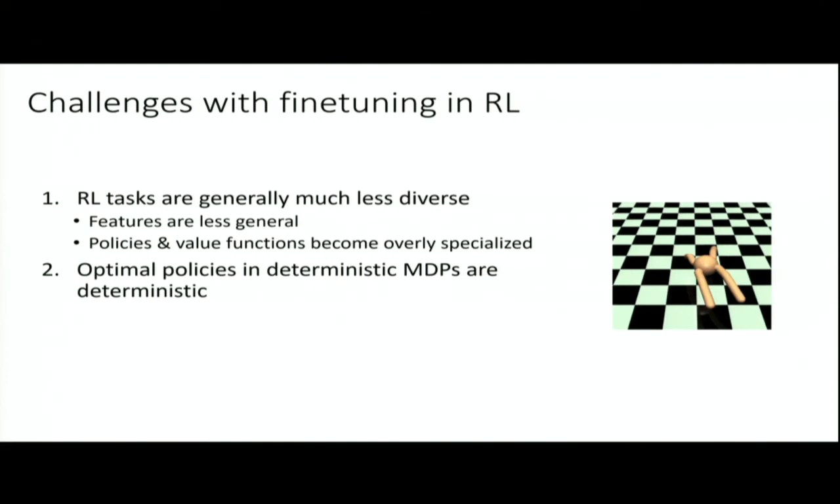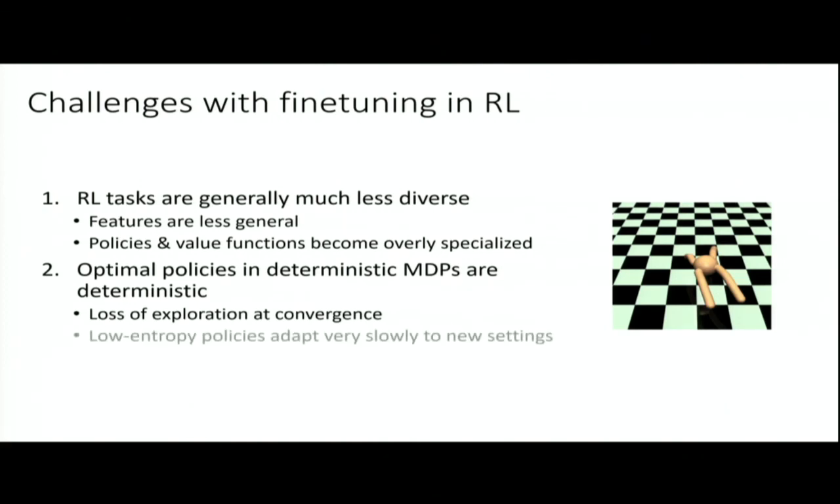And if you have a policy that's deterministic, and you initialize from that and then fine-tune, that's a bad thing, because now that deterministic policy is not exploring anymore. It's not trying to learn anything. It's just doing the same deterministic behavior over and over again. So you get loss of exploration at convergence. This is a very well-known issue with policy gradient methods, for instance. And low-entropy policies adapt very, very slowly to new settings. So if you just naively train a policy with policy gradient, and then you transfer it to a new target domain, you might find that it's just not learning anything simply because it has lost all of its exploration capacity. It's become almost deterministic.